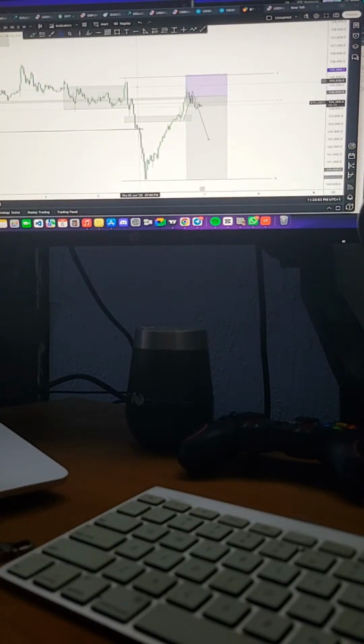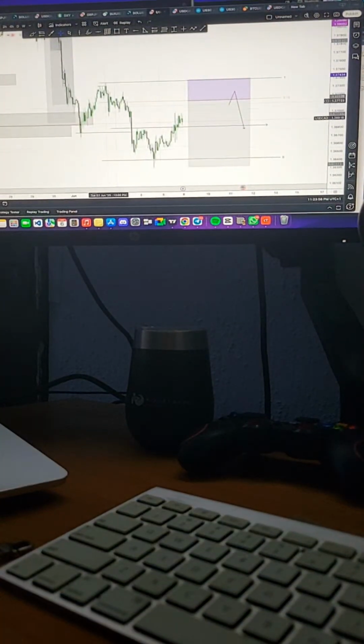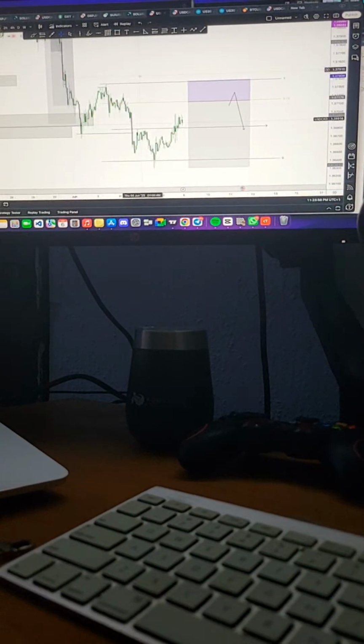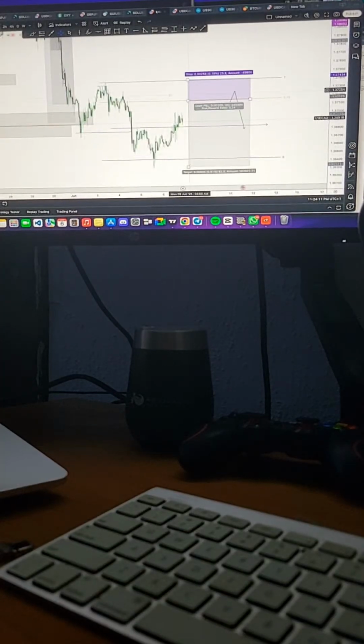So I also have eyes on, okay, I'll show you guys this one. This is USD CAD. I'm looking to short from around this zone. So if price comes to this zone, I'm not going to just sell immediately. I'm going to wait for confirmation entry on a lower time frame before I short from this zone.